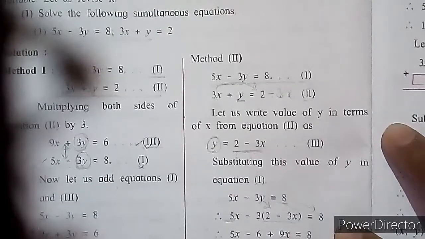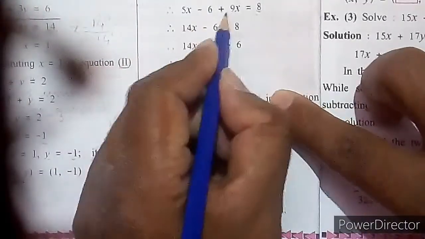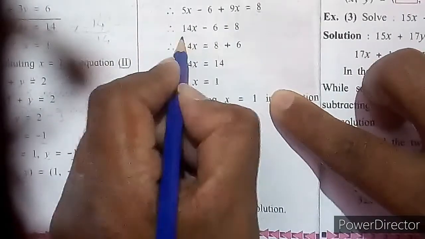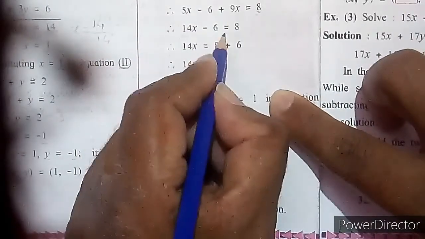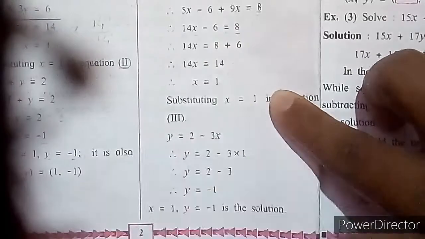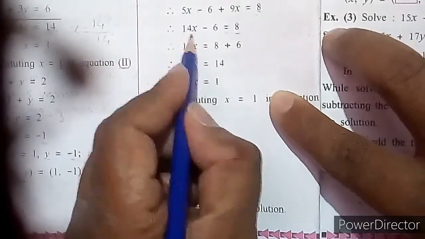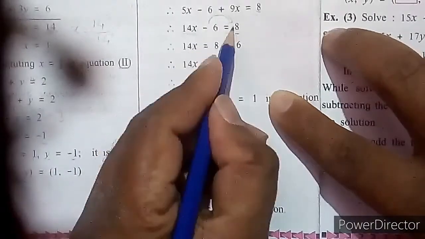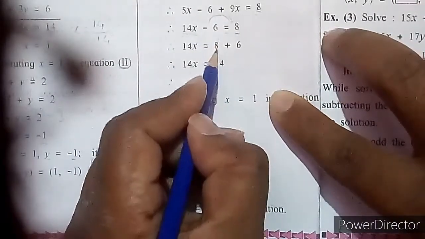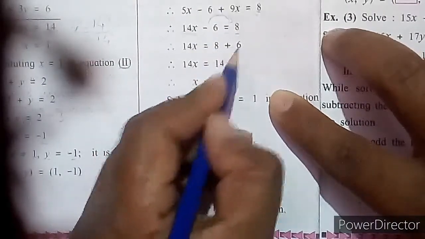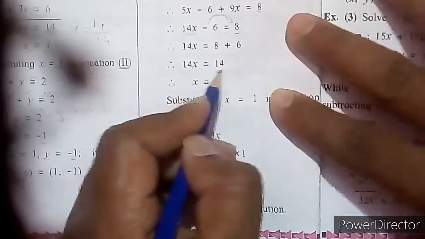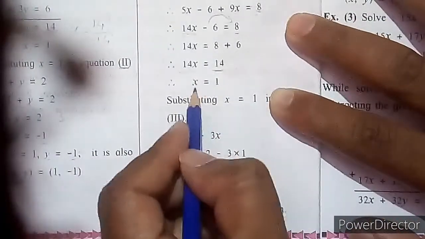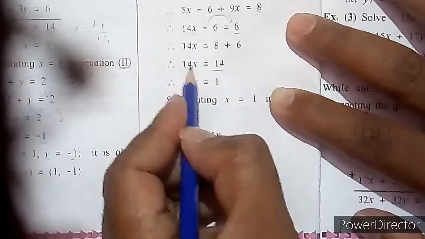Now 5x plus 9x becomes 14x, minus 6 as it is, equal as it is, and 8 also as it is. Now 14x equals to, minus 6 changes the side and becomes plus 6, 8 plus 6. Now 8 plus 6 becomes 14. Now 14x equals to 14. Hence x equals to 1.